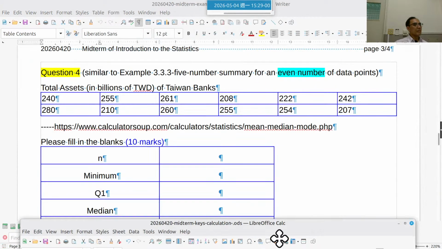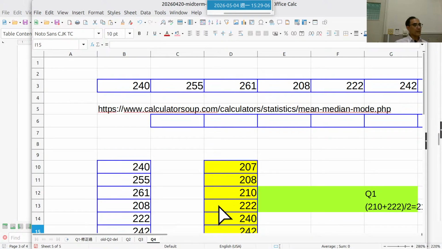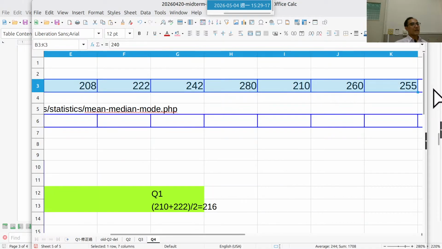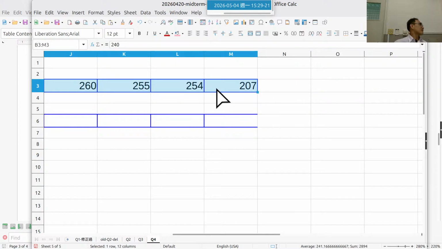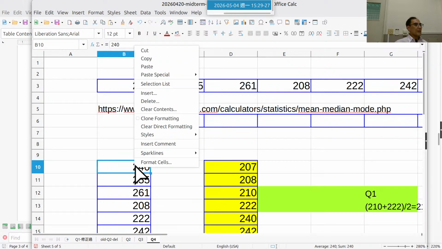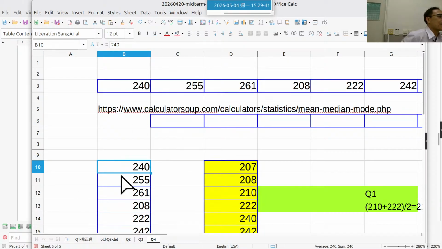Q3. If I copy and paste it here, you can paste it and remove the second part to list it in one row, 12 here. Select and copy, paste special, use transpose. Then the horizontal direction becomes the vertical direction, and the answer will be here.